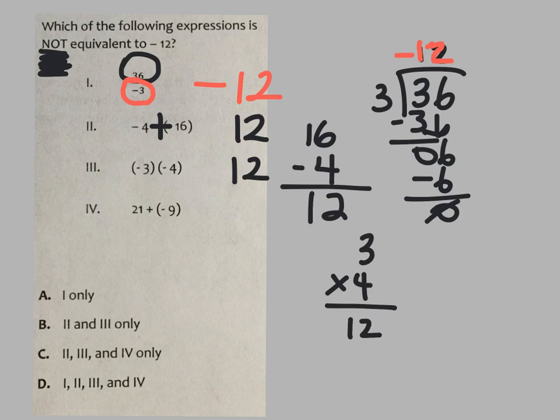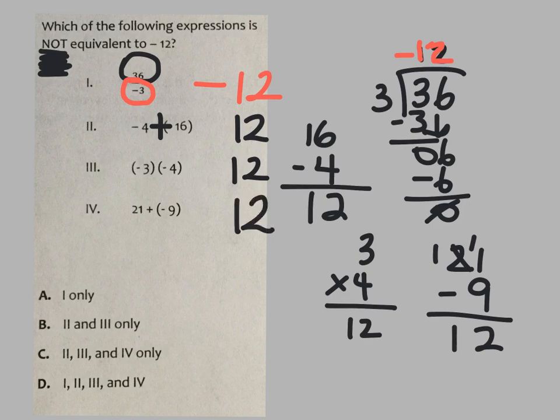Number 4, 21 plus -9. We're combining integers. In this case, we're adding. And they have opposite signs. The 21 is positive, the 9 is negative. When we combine opposite signs, we subtract the smaller from the larger, and we keep the sign of the larger. And the larger number was 21, and it was positive. So 4 is also +12. So which of the following expressions is not equivalent to -12? Well, it looks like 2, 3, and 4, which is answer choice C.